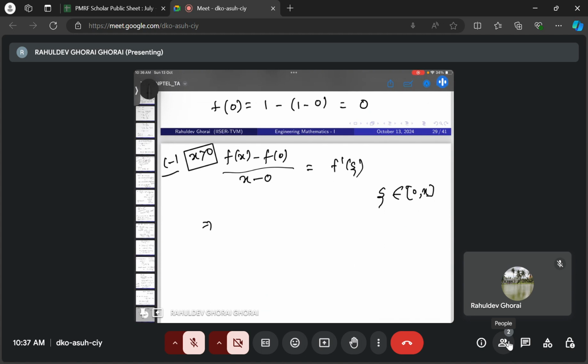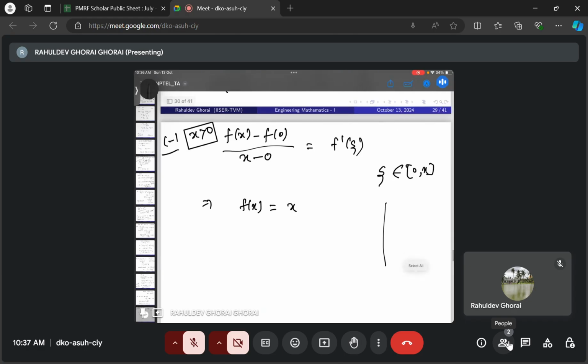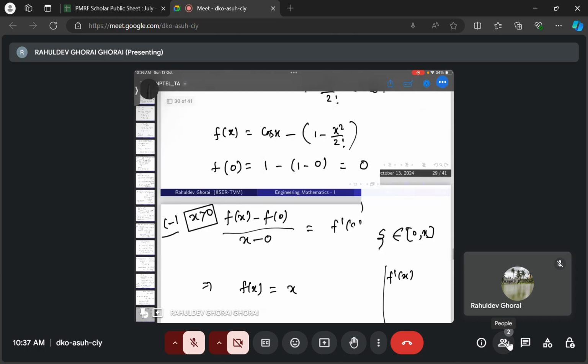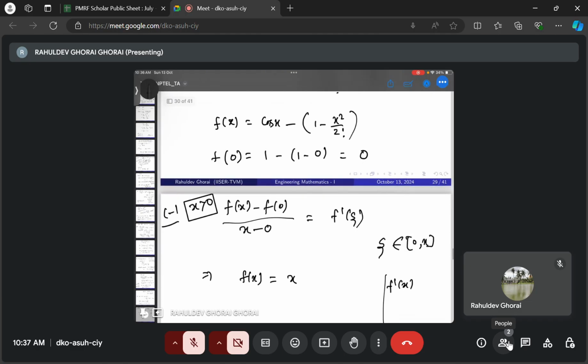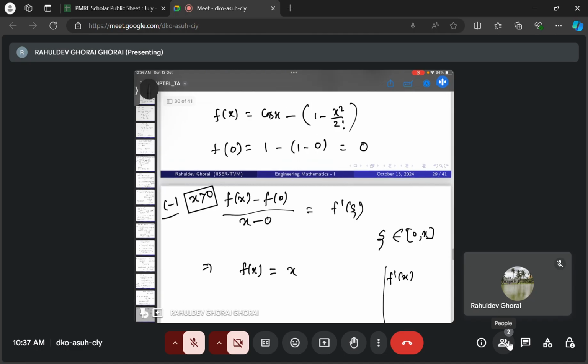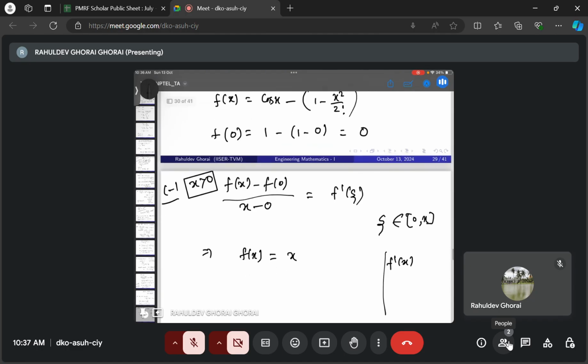will be f(x) minus 0, that is f(x). So f(x) will be equal to x times f prime of xi. What is f prime of xi? Let's first evaluate f prime of x. The derivative of cos x is minus sin x, and the derivative of 1 is 0. The derivative of x squared over 2 factorial, meaning x squared by 2, is x. So f prime of x will be x minus sin x, and f prime of xi is xi minus sin xi.